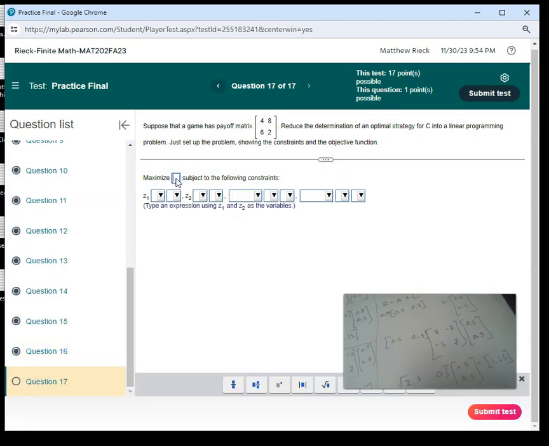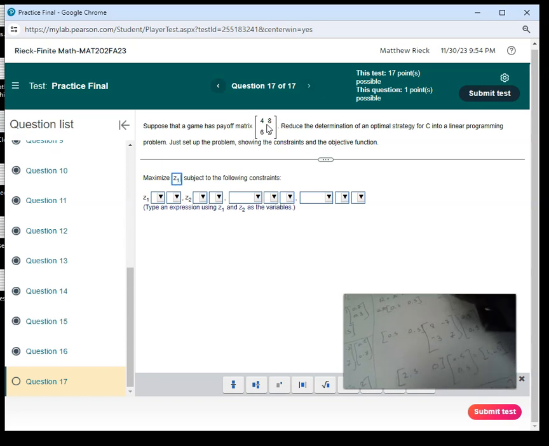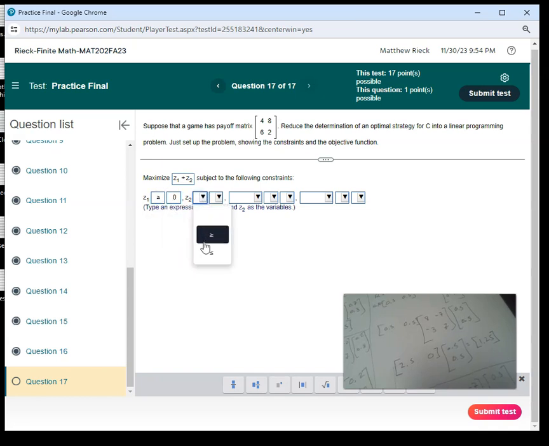And then for the column player, you want to maximize z1 plus z2. And here, again, they're both greater than or equal to 0. Then for the column player, you're going to march across the rows for your coefficients. So you're going to have 4z1 plus 8z2, and that's going to be less than or equal to 1. Whenever you're trying to maximize, most of the time your constraints are less than or equal to some constant. And then for the other constraint, we have 6z1 plus 2z2, also less than or equal to 1.